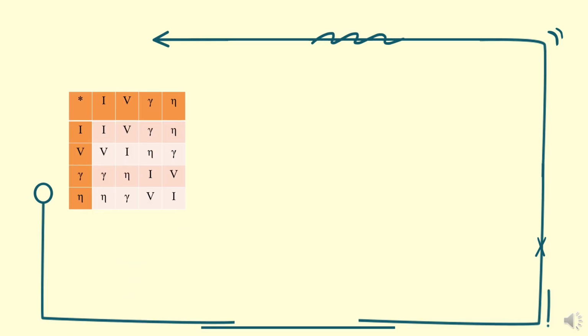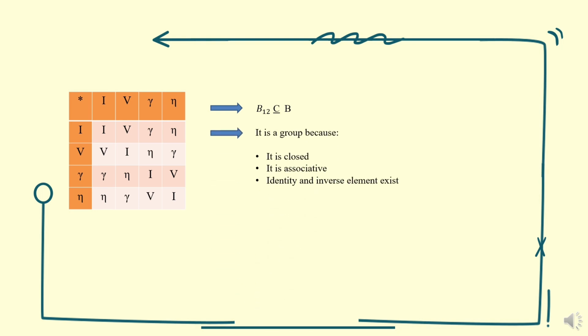Next one, the set of 1, 5, gamma, and eta under the binary operation star is a proper subgroup. So, B12 is a proper subgroup of table B. Yes, because all of the elements in this table come from table B. It is a group because it is closed. As I said earlier, all of the outcomes of these elements are themselves. That's why it is closed.